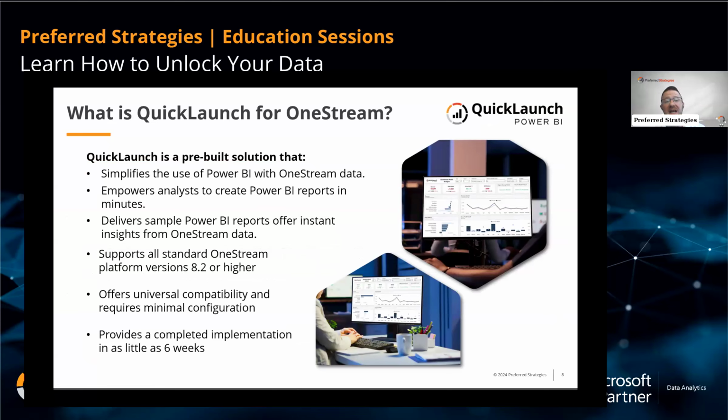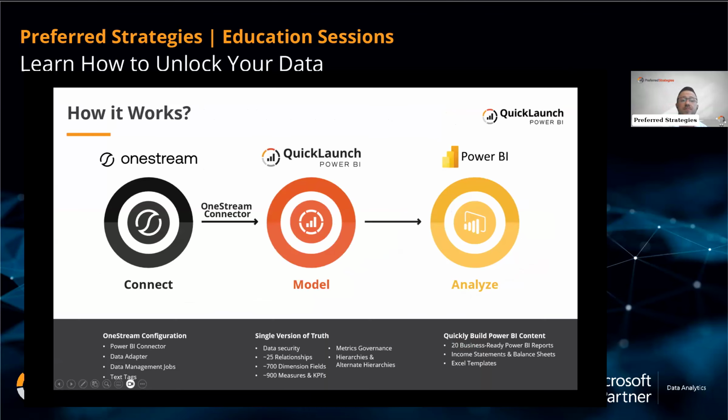Well, QuickLaunch is a complement to and an accelerator of the Power BI connector. Since it does require the connector, you must be on OneStream SaaS version 8.2 or higher. QuickLaunch for OneStream is a pre-built data model that can be configured and installed quickly in as little as 6 weeks. It can also be expanded with customer-specific measures or other data such as ERP or CRM data, providing benefits to partners and customers with quick time to value and reduced report development cycles.